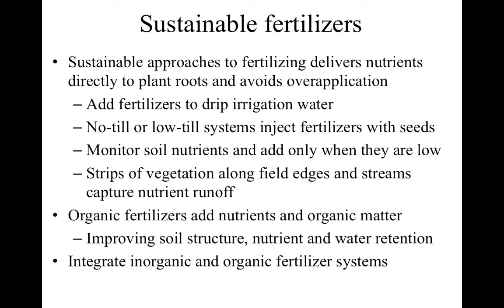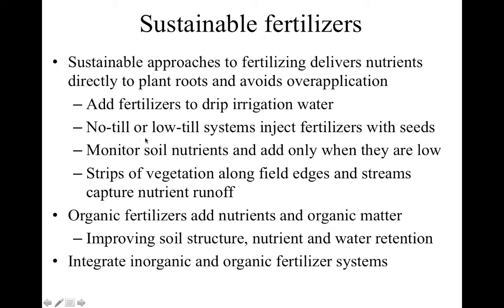So if fertilizers are good for crop production, the idea is to look for sustainable fertilizers. Some of these approaches are fertilizing in a way that delivers nutrients directly to the plant roots and avoids over application, meaning if you can, instead of just spraying fertilizers, maybe inject them directly into the soil. To do that, some of the techniques is to add the fertilizers, if you're using a drip irrigation system, to the irrigation water, and then you don't have to overspray where you're just spraying over a large area. This is going to focus your fertilizers where they're needed.